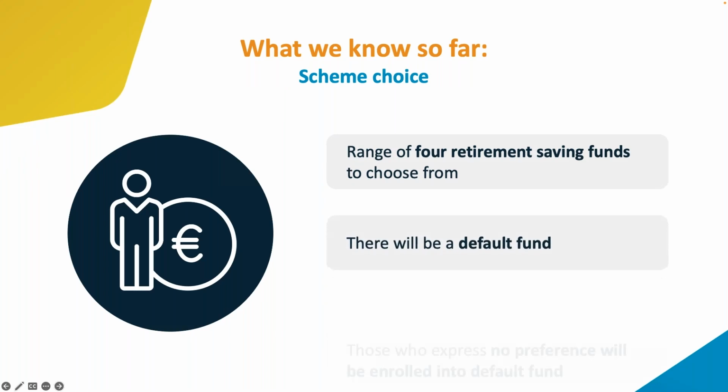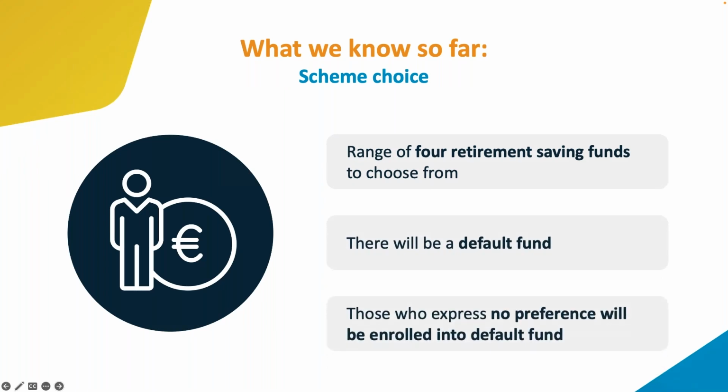Employees will have a range of 4 retirement saving funds to choose from, each with varying risk-return profiles. There will also be a default fund based on what is known as a lifestyle or life cycle investment profile. Those who do not express a preference for any fund will be enrolled into the default fund.